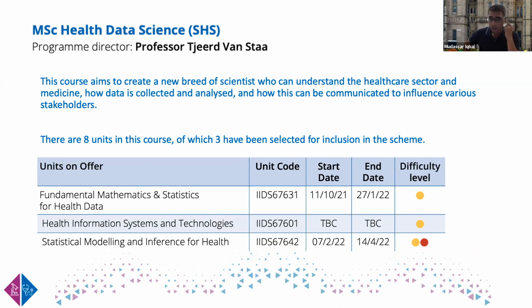So the first one is fundamental maths and stats. So this goes through all the basic mathematics and statistics you need as a health data scientist. But it also specifically goes through linear and logistic regression and related, probably some overlap with the maths and stat course we discussed before in MSc Bioinformatics one.